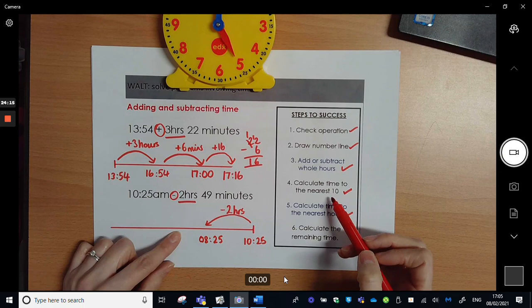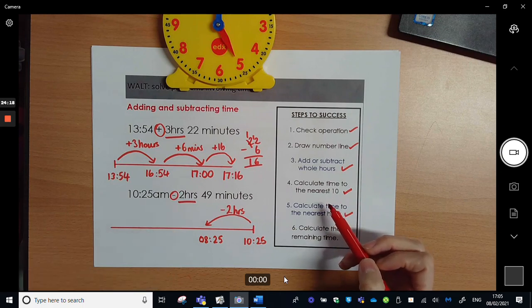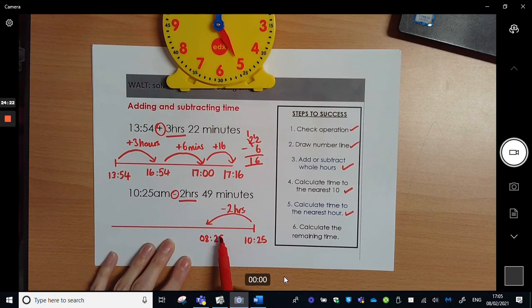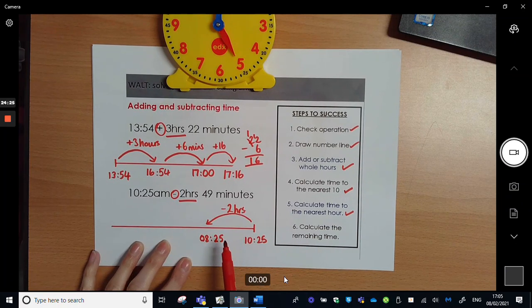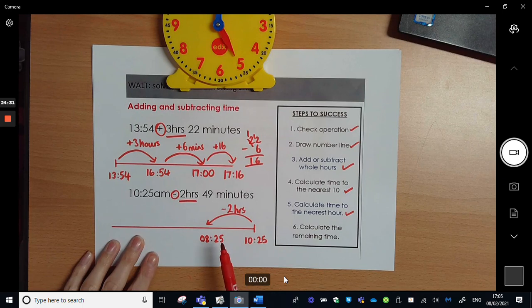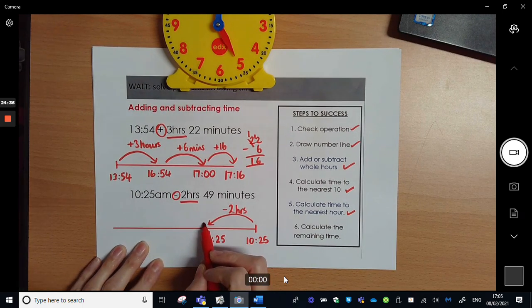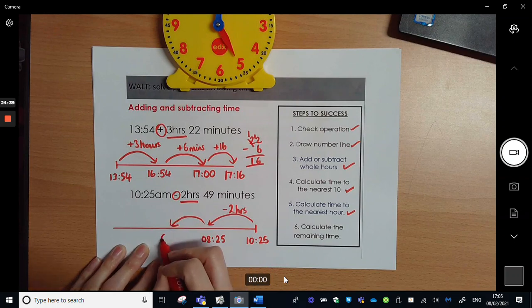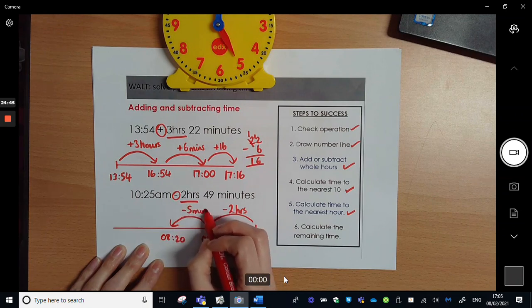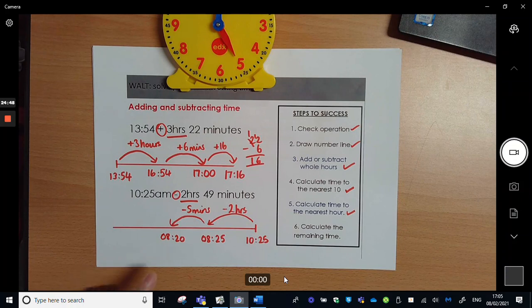Now I need to think about calculating to the nearest 10. So I'm at 25. So if I'm subtracting, what is the next multiple of 10 going to be? Is it going to be 30 or 20? 25 is right in the middle. Remember, I'm subtracting 20 or 30. So hopefully you're saying 20. So the next one is going to be 8:20. And I've taken away 5 minutes. Okay, so we're only at 20 minutes at the minute.